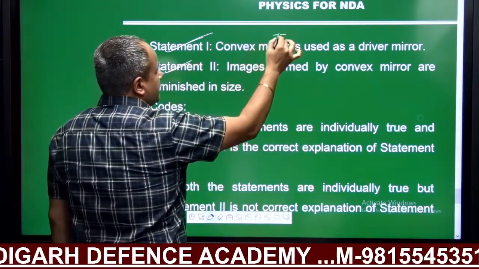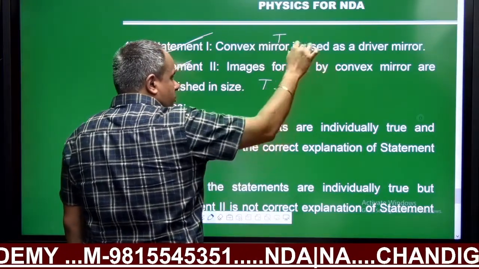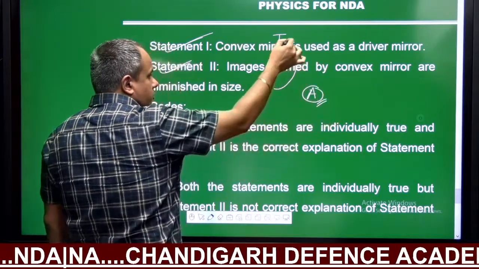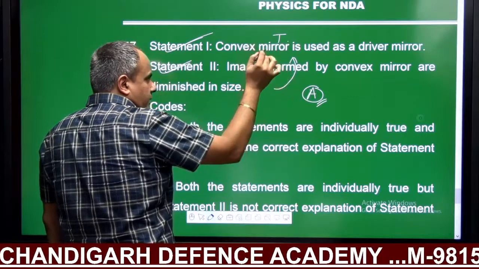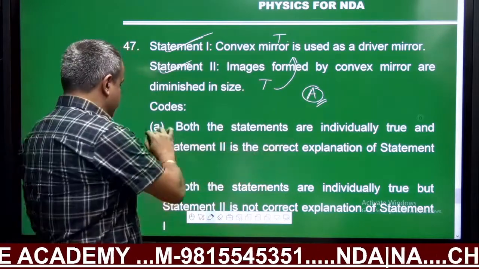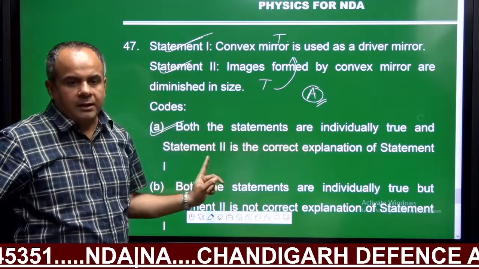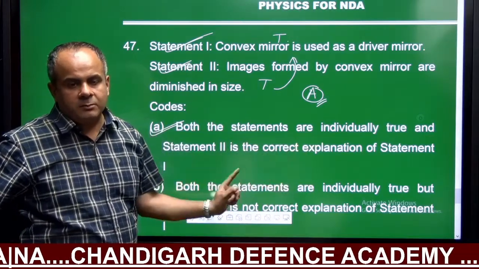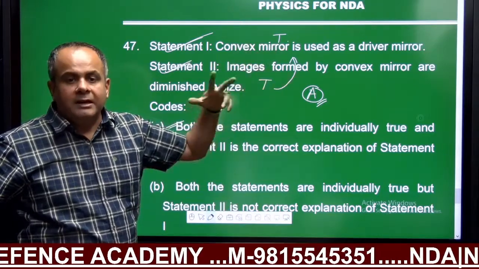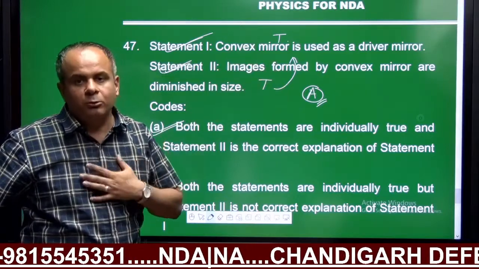Both these statements are true. T, T. And this is also explaining. ये इसको समझा भी रहा है. तो आंसर बन जाएगा choice A. Assertion is true. Reason is true. Reason is explaining the assertion. Answer will be choice A. Both these statements are individually correct. देखो क्या लिखा हुआ है. Both these statements are individually correct, and statement 2 is the correct explanation of statement 1. वो statement 1 को समझा रहा है, statement 1 को explain कर रहा है, and that is the reason convex mirrors are used for the rear view driver mirror.